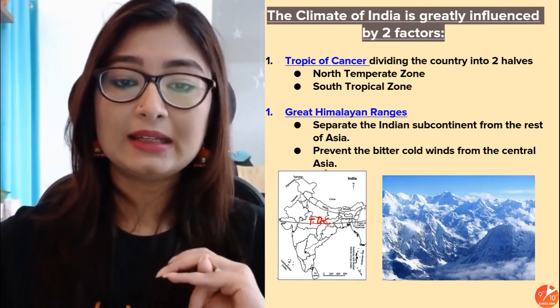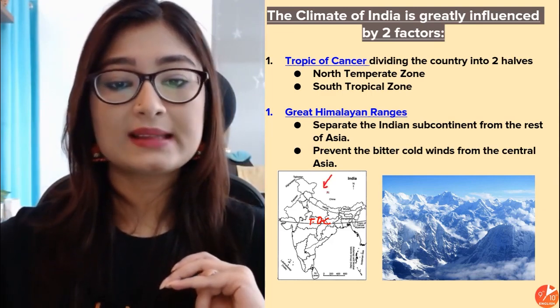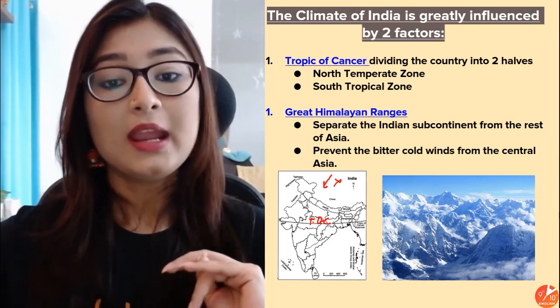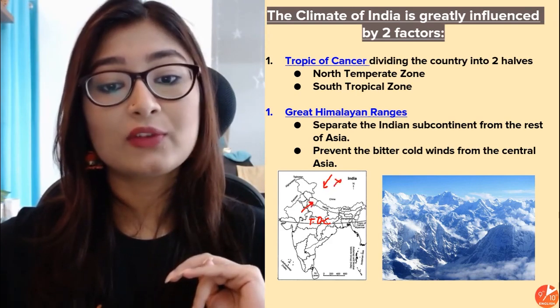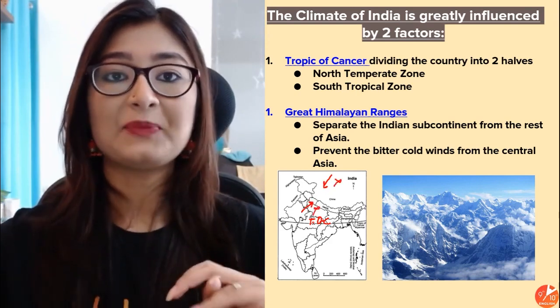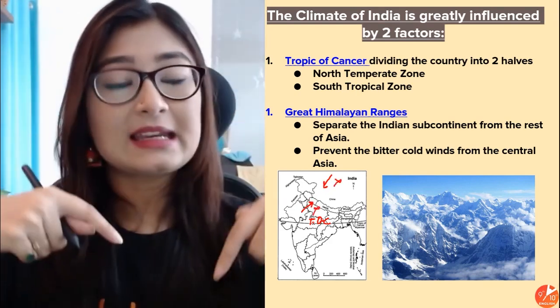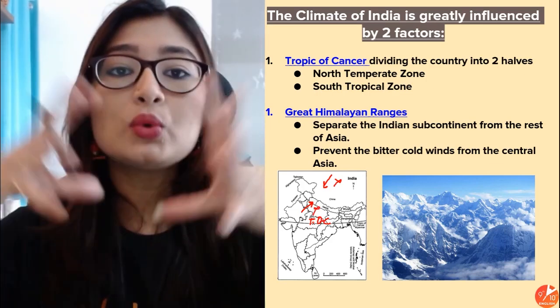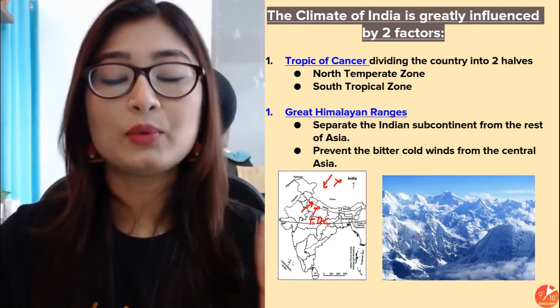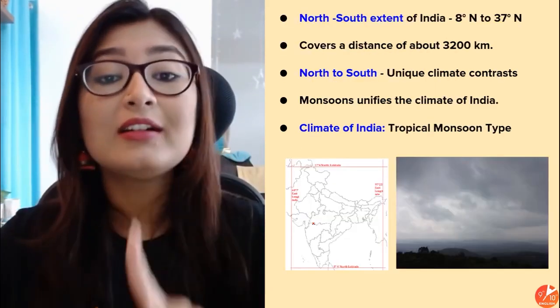Just like it does not allow these cold winds that are coming from here, it does not allow the monsoon winds which are flowing from this side to go outside. They get deflected and come back and then cause the monsoon over here. Otherwise, if that had not happened, India would have been a dry land.